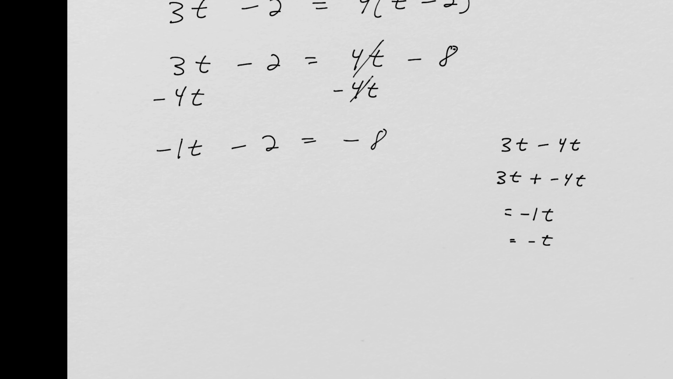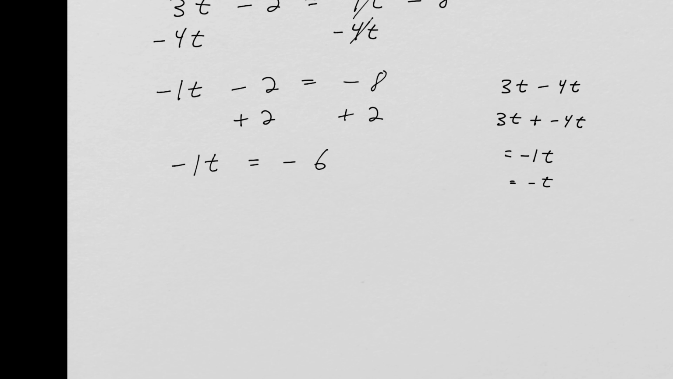And then I want to solve for t, right? So I need to get rid of that negative 2 now. So how do I get rid of that? Well, I add 2 to both sides. So I have negative 1t is equal to, what's negative 8 plus 2? That's negative 6.